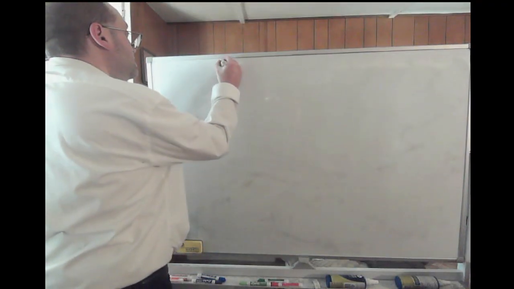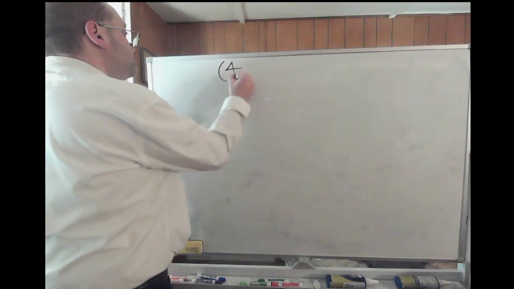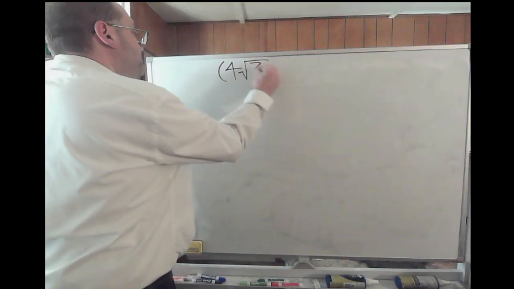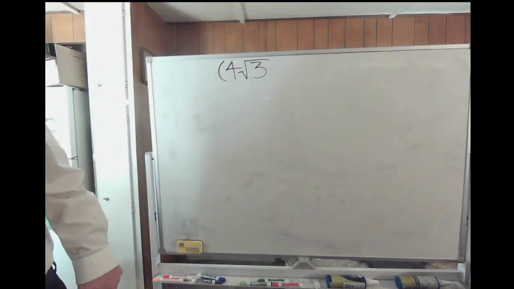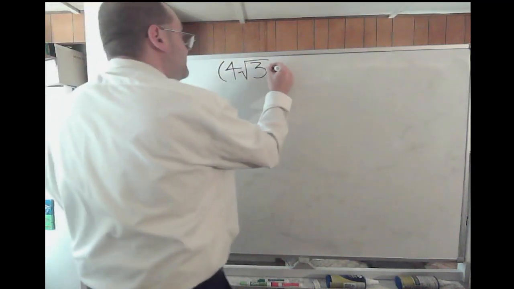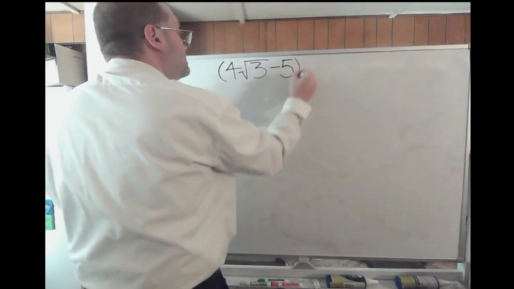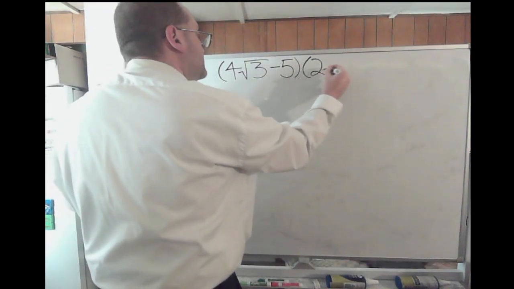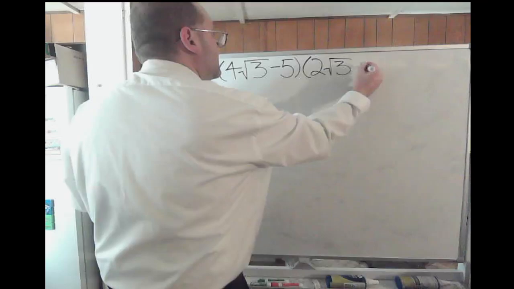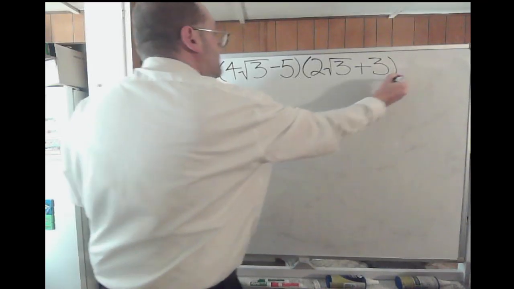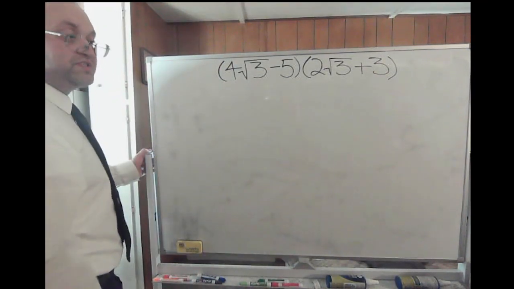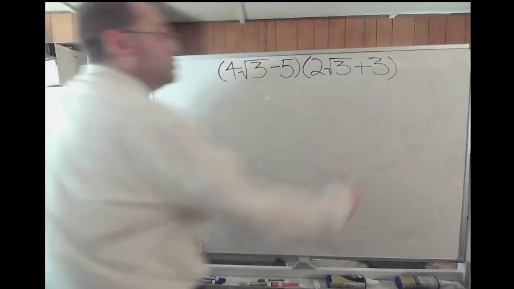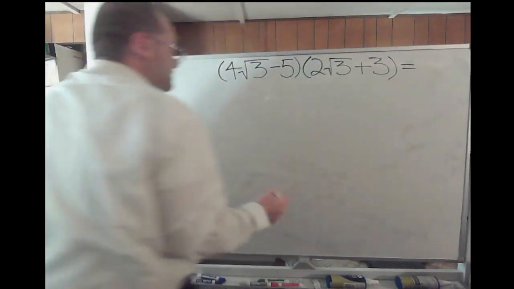Alright, let's see here. Why don't we do this one? We have 4 times the square root of 3 minus 5, times 2 times the square root of 3 plus 3. So this time we don't have the same numbers. The only thing we can do is FOIL. We'll just have to do the good old-fashioned FOIL method.